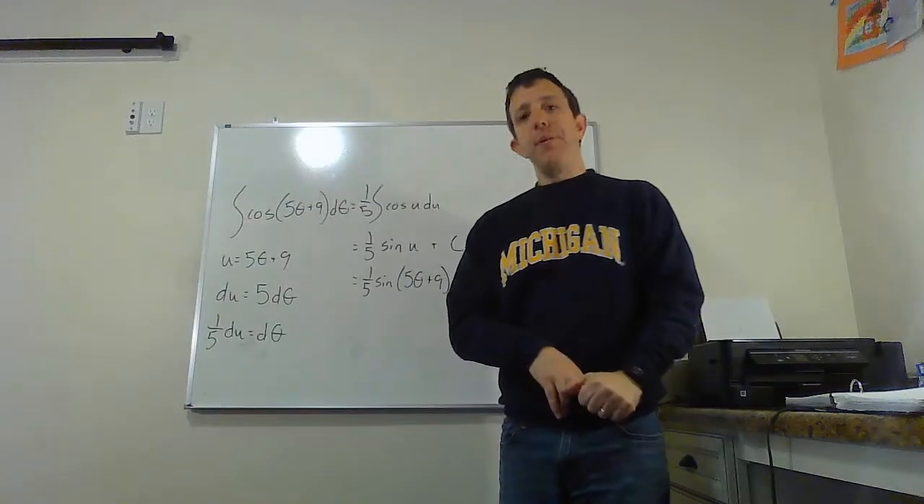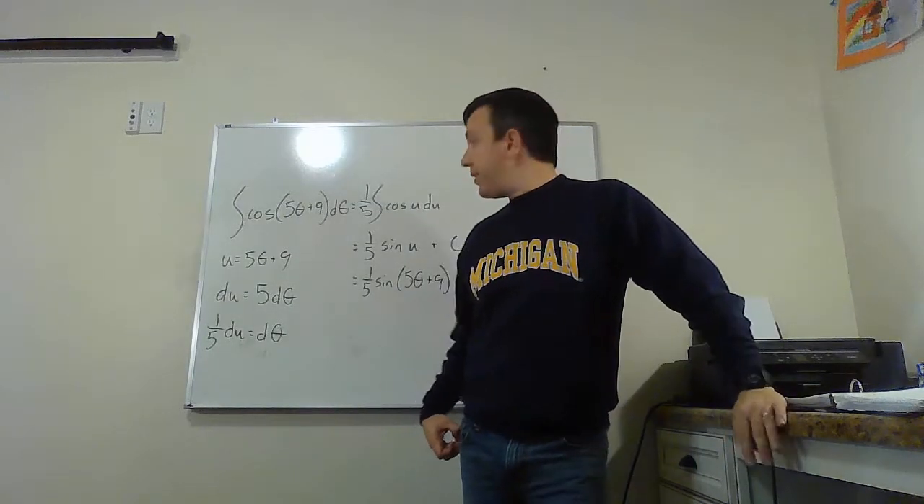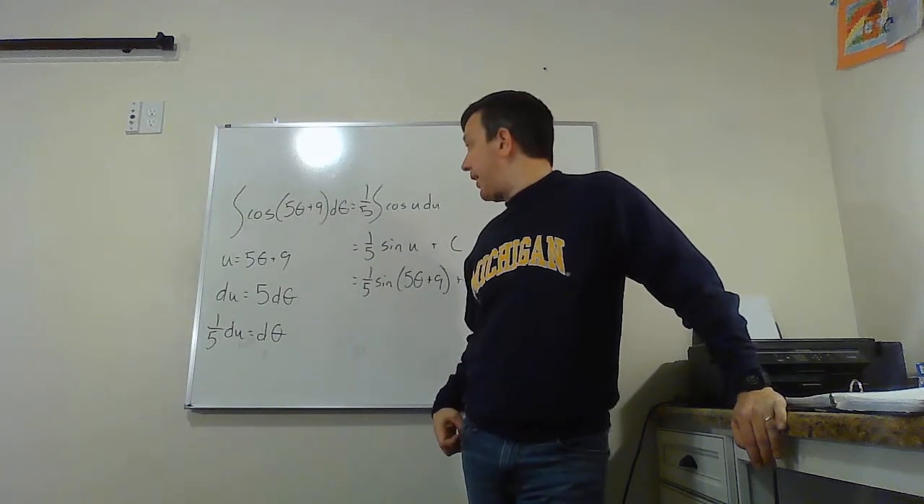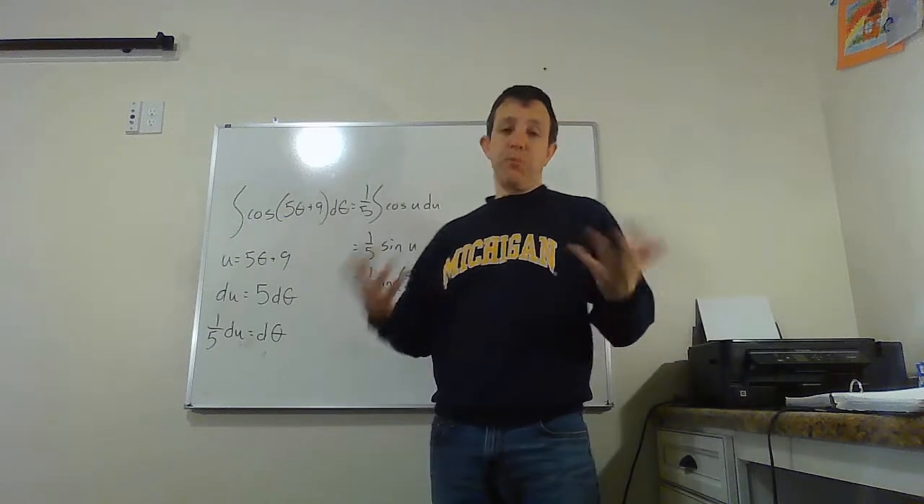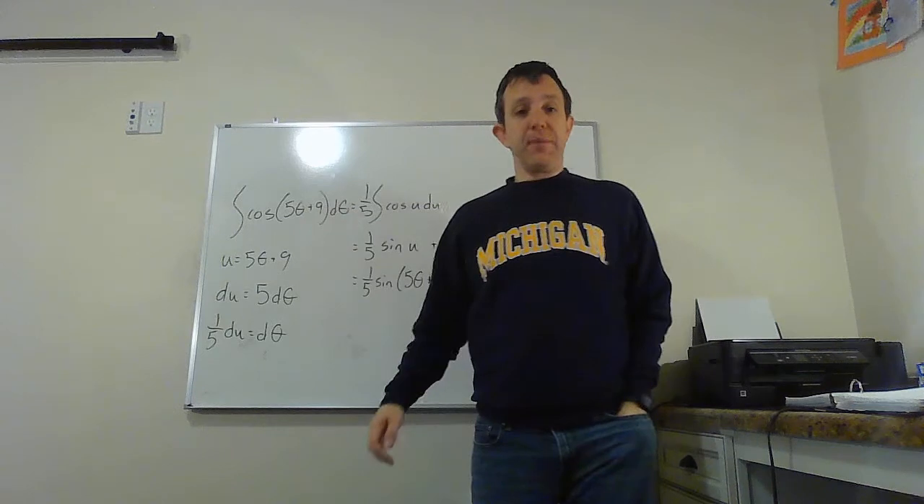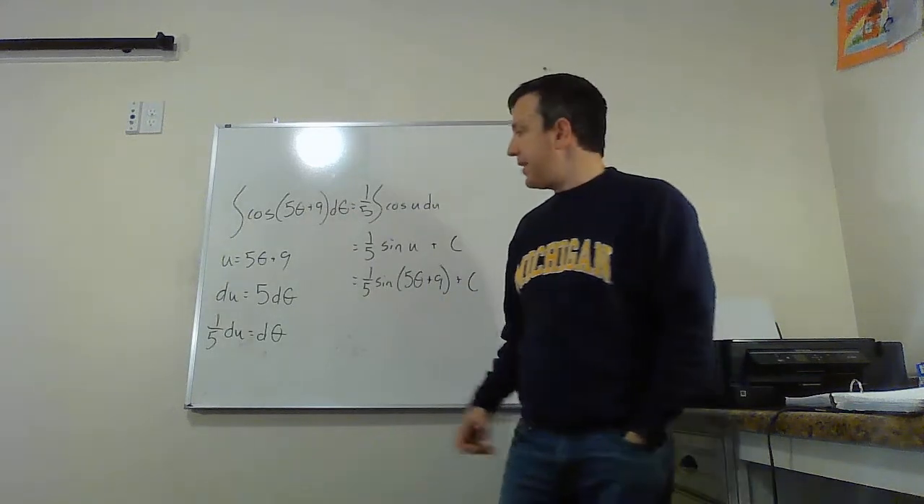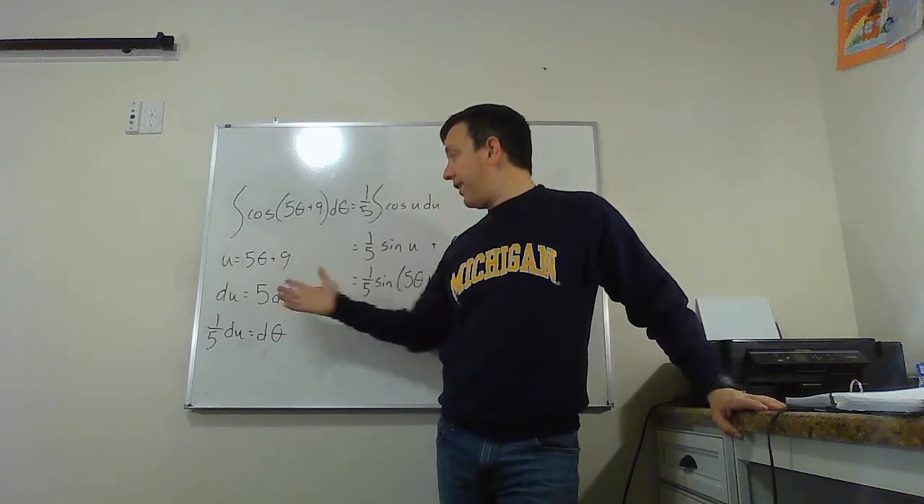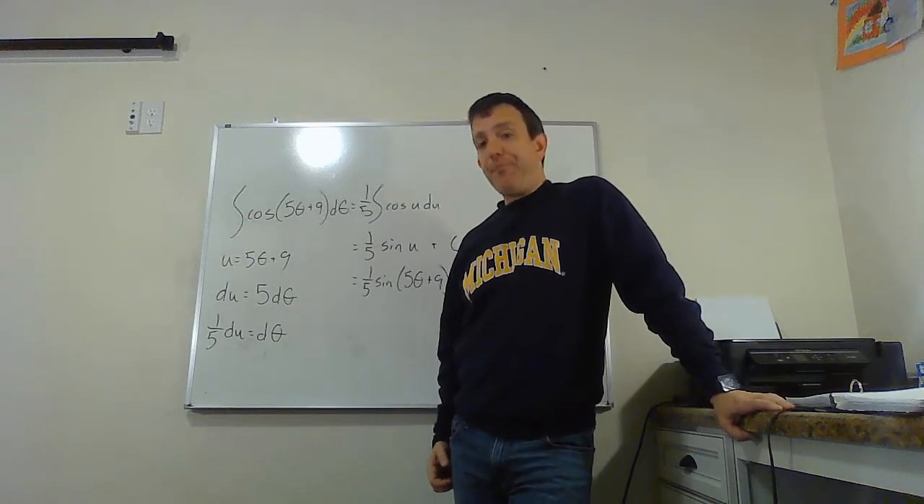All right, this example is in many ways really similar to the last one. I have the integral of cosine of 5 theta plus 9 d theta. So we'll see the similarities here in just a second. U is going to be the 5 theta plus 9. Again, I'm making it that inside piece. I take its derivative, and I get 5 d theta.